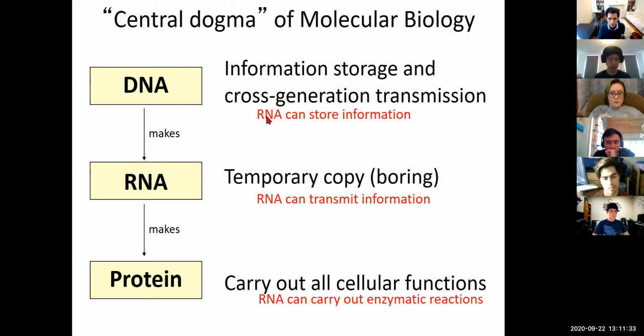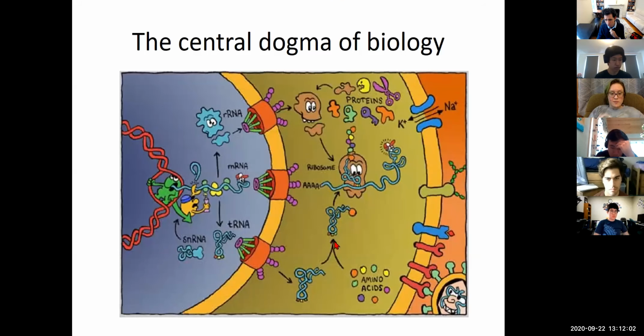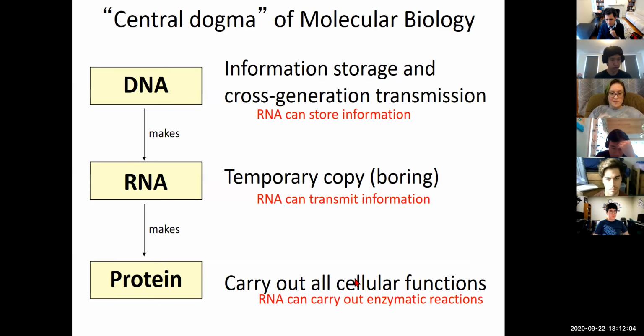So again, just to recap, DNA serves today the role of information storage and cross-generation transmission. DNA, you don't get it out of the cell that much. You don't do much with it. You kind of keep it safely in a little box so that you can pass on this beautiful treasure to the next generation. Protein, oh, that's messy. It carries out all cellular functions. But as we saw in the previous slide, protein is not the only one that can carry out these complex structures and folding.